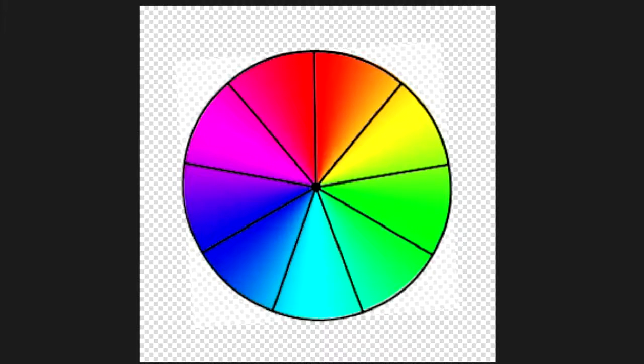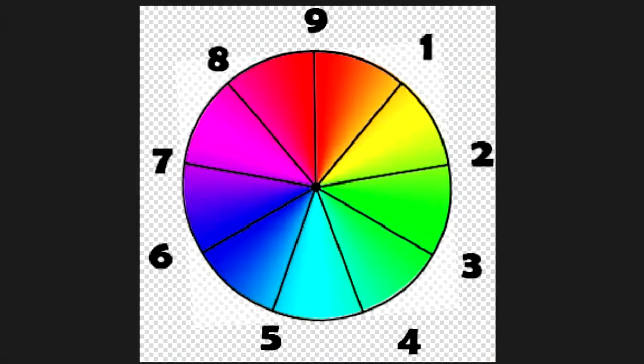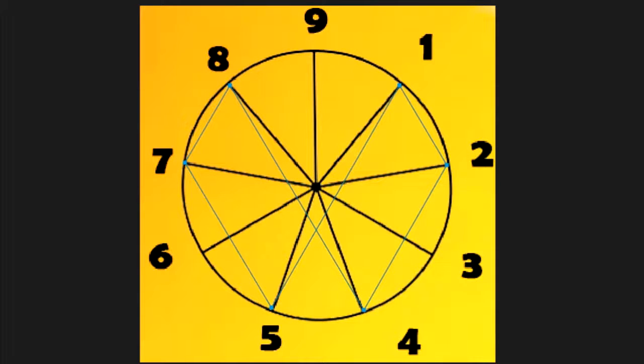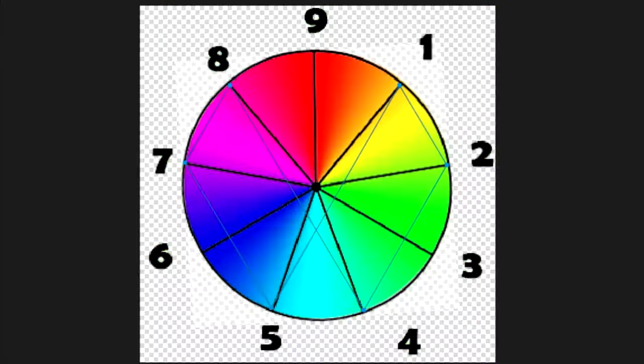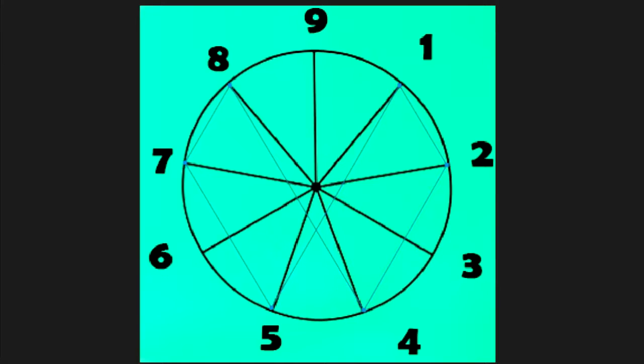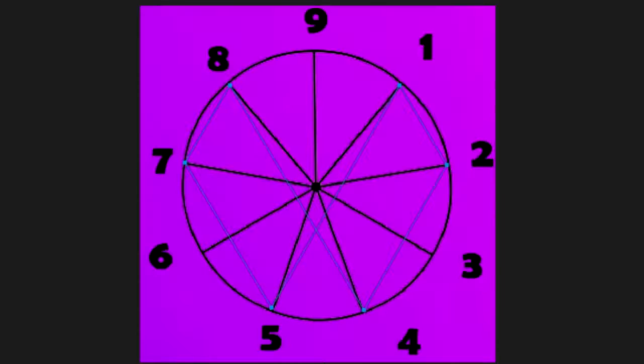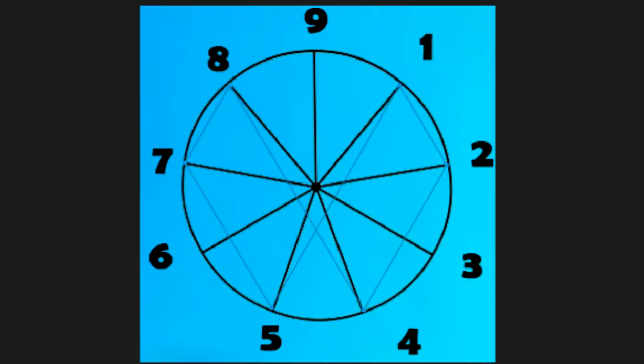Take the color circle and divide it in 9. Let's create the 1, 2, 4, 8, 7, 5 code. That gives us the following codes: the 1, the 2, the 4, 8, the 7, and the 5.